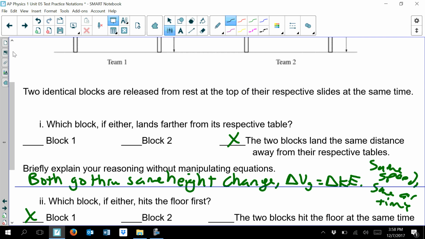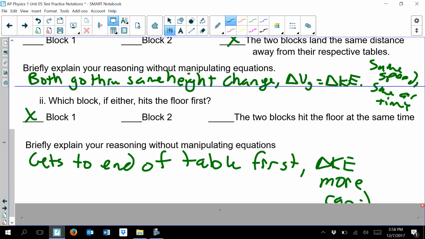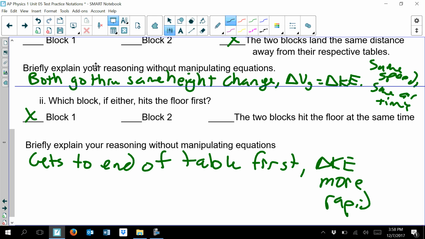It's actually block 1. A lot of people misread that question. They say, well, they both take the same time to go from the top of the table to the bottom of the table, and I would say that is true, but they don't take the same amount of time to go down their respective ramps. Block 1 speeds up a lot quicker. It goes through that changing kinetic energy much more rapidly. Block 2 has this little bump there, and it takes a little bit longer for it to speed up. So block 1 gets to its top speed a lot quicker, and therefore it gets to the end of the table first. Its changing kinetic energy happens more rapidly.